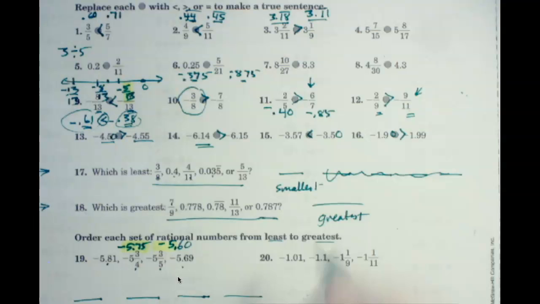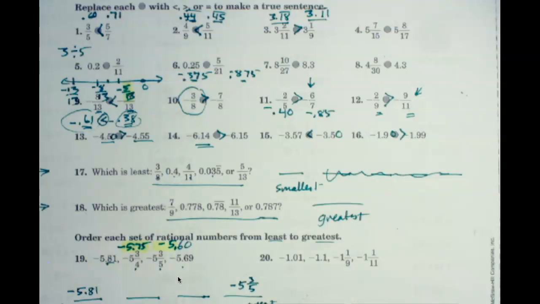So we're going from least to greatest, so I'm going to put over here least and greatest. The greatest is going to be the one that's the least negative. So that's negative 5.6, which is actually negative 5 3/5. Now, which one is the most negative? Well, we still have 81, 75, and 69. Well, 81 is, so this is negative 5.81. We didn't change that. So that's the most negative.